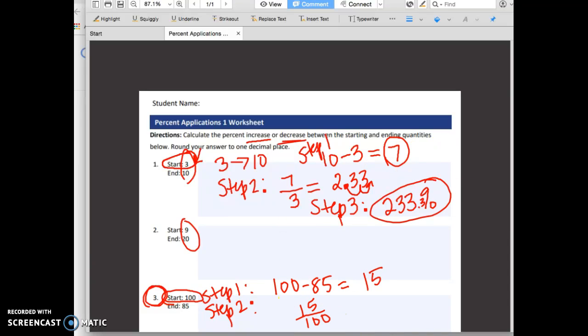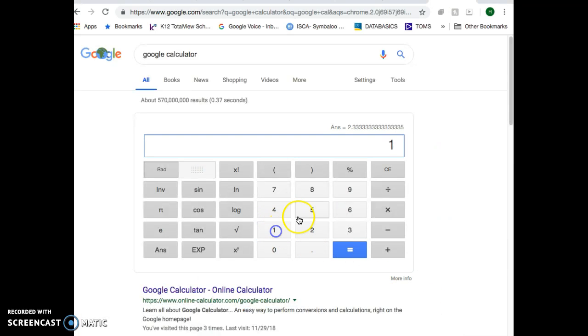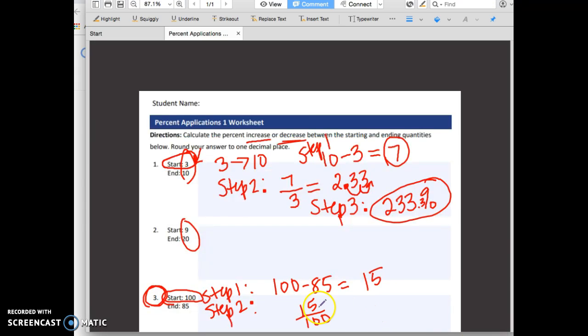Okay? You have trouble doing the division? Just use your calculator. What did we say? 15 divided by 100 equals 0.15. So step 2 equals 0.15. And step 3, what did she say to do in step 3? We're going to take the decimal and we need to convert it to a percent. That means we're going to move it 2 places to the right to convert a decimal to a percent. So it's 15%. So that is our answer for number 3. Okay? So that is how you do the percent applications 1 worksheet.